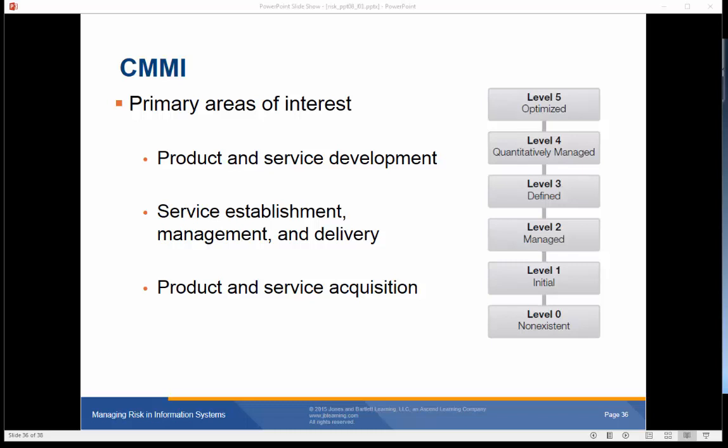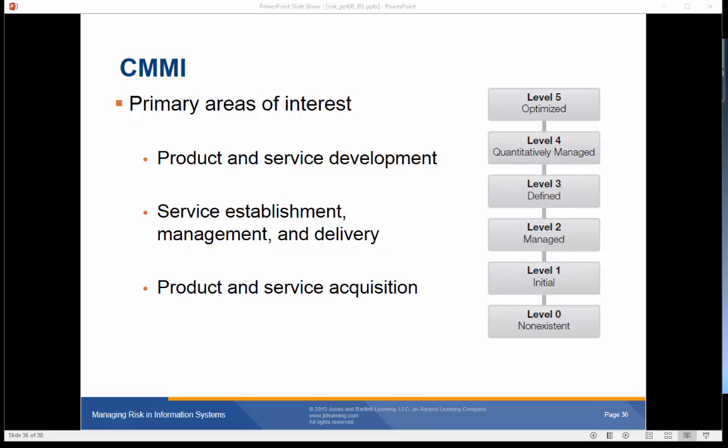So as you see at the different levels there of the CMMI, level 0 is non-existent. That's basically security controls are not in place. That's not a good thing. There's no recognition of a need for security. Level 1 is the initial stage. This is sometimes referred to as ad hoc or as needed. Risks are considered after a threat exploits a vulnerability. You don't want to be at this level.